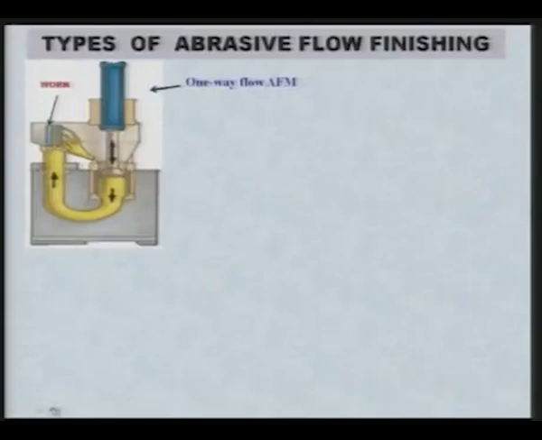Now, this is the one way abrasive flow finishing process. You can clearly see the workpiece is shown over here, and it has certain cavities, and this yellow color is the medium. Here you see the piston cylinder arrangement; this piston is pushing the medium, and that medium moves like this and comes over here. This is the workpiece, and in the workpiece there are certain cavities, and through these cavities the medium is flowing.